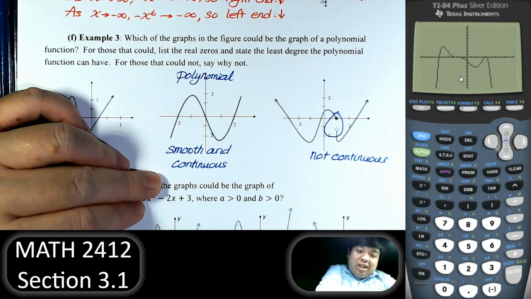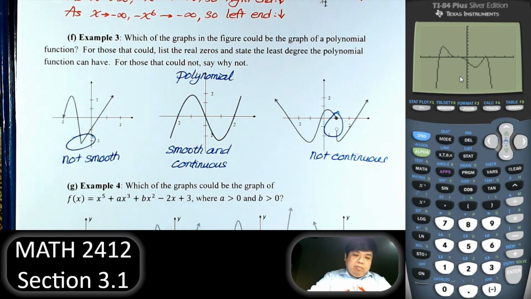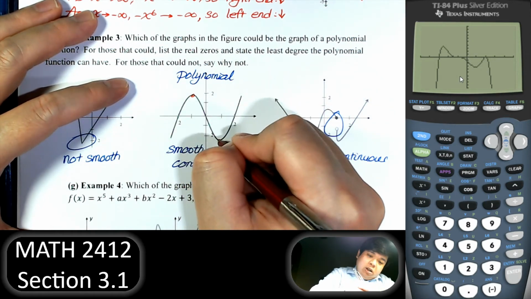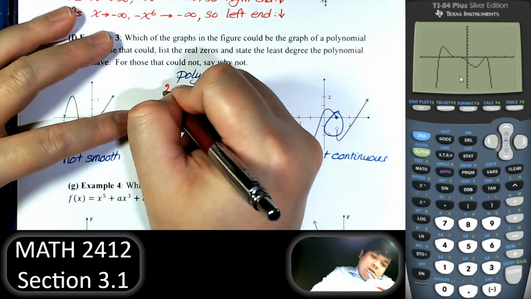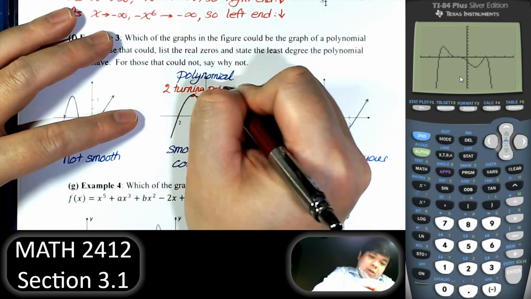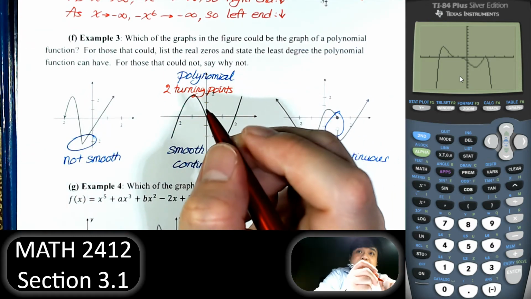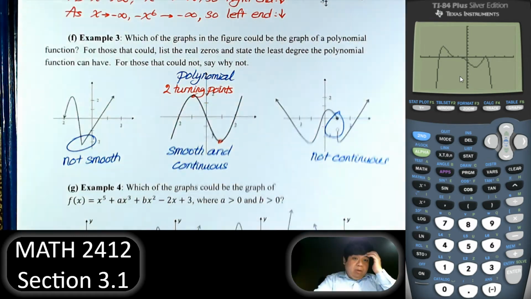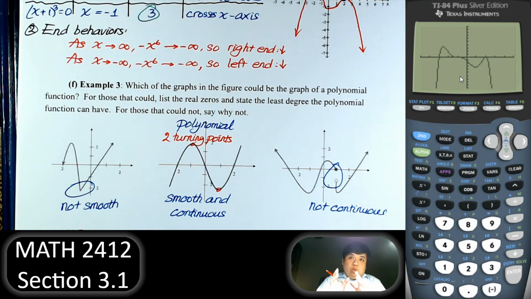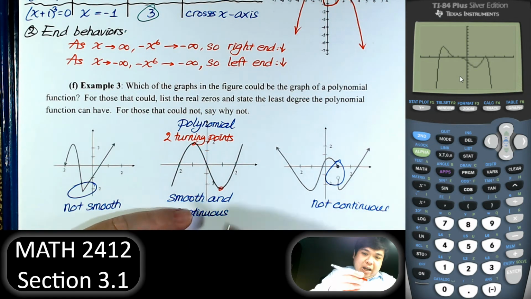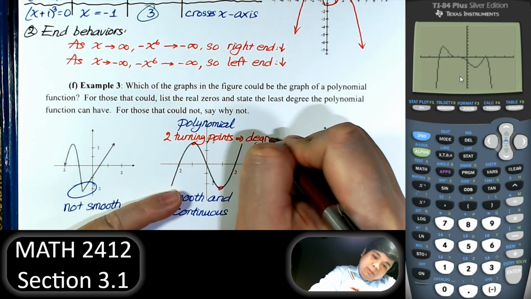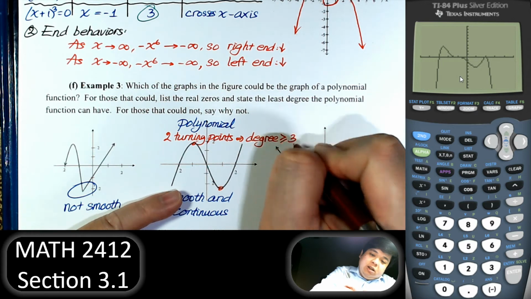State the degree. So what is the degree here? So we have up and down and up. So 1, 2, 2 turning points. The number of turning points is one less than the degree. So the degree is one more than the number of turning points. I mean, at least. It has to be at least one more than that.